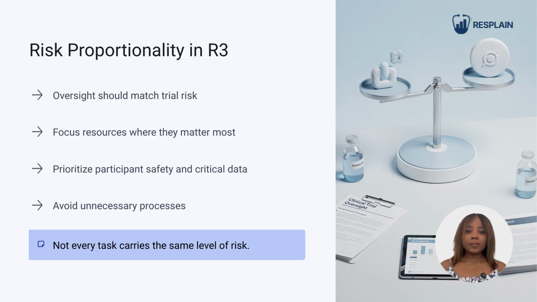Risk proportionality is one of the most important operational concepts introduced throughout R3. The guidance recognizes that clinical trial activities do not all carry the same level of importance or risk. Oversight should therefore be proportionate to the potential impact on participant safety and data reliability. Activities connected to participant safety, eligibility confirmation, investigational product management, or primary endpoint data naturally require stronger oversight and tighter controls. Auditors may explore how sponsors and sites identified higher risk processes and how resources were prioritized around those areas. Questions may focus on risk assessment methods, escalation pathways, monitoring intensity, and mitigation strategies. R3 also encourages organizations to reduce unnecessary operational burden. Sites are therefore expected to demonstrate thoughtful and intentional oversight rather than uniform oversight across every task.